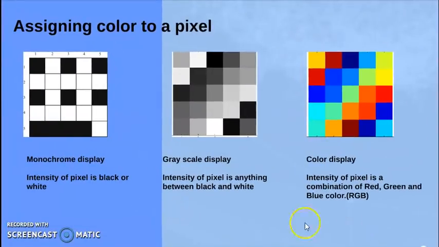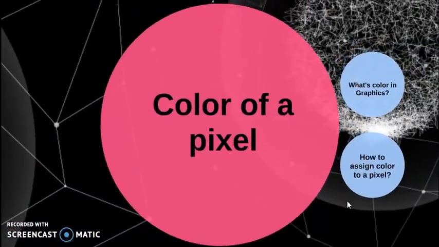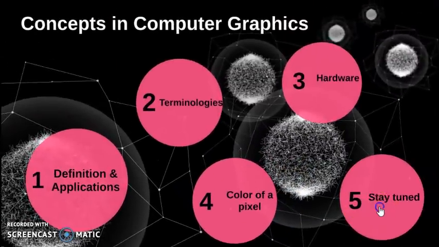How to assign color to a pixel? A black and white image is called a monochrome display. Intensity is either black or white. Similarly, in a grayscale display, the intensity of the pixel is anything between black and white, so I have different shades of gray here. Next is a color display. The intensity of a pixel is a combination of red, green and blue color. That's RGB color. So this is all about color of a pixel.